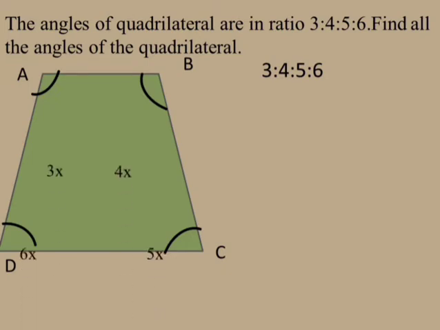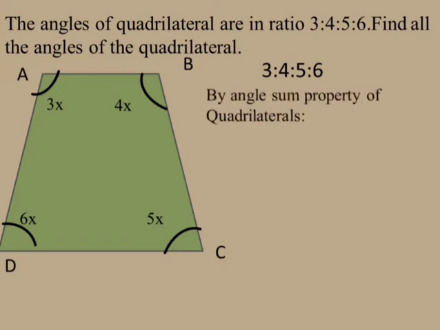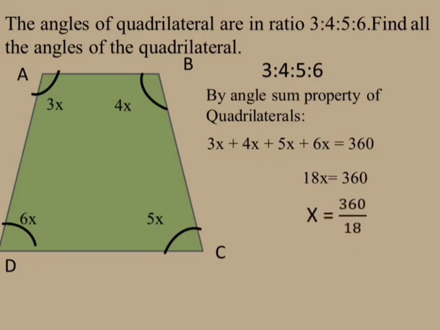So we will get the measure of angle A as 3x, angle B will be 4x, 5x will be the measure of angle C and 6x will be the measure of angle D. By the angle sum property of a quadrilateral, we know that the sum of the angles of a quadrilateral is equal to 360. So let us add all these angles. 3x plus 4x plus 5x plus 6x is equal to 360. After adding the left hand side, we get 18x is equal to 360. And x can be written as 360 divided by 18, which is equal to 20.